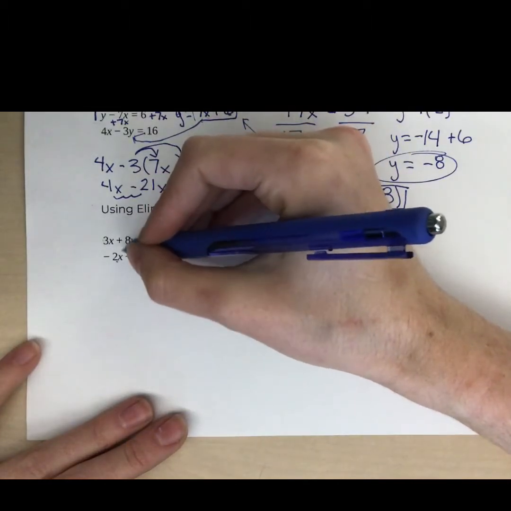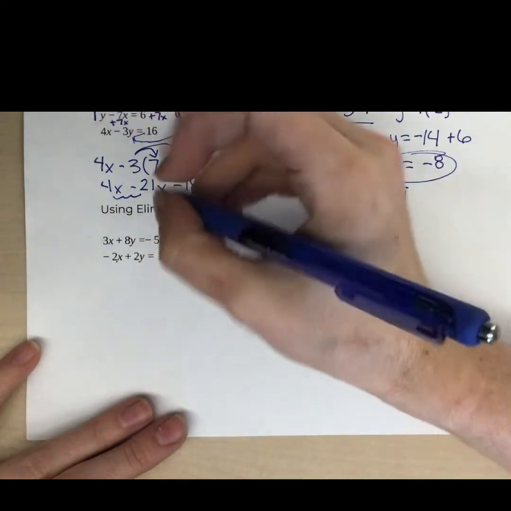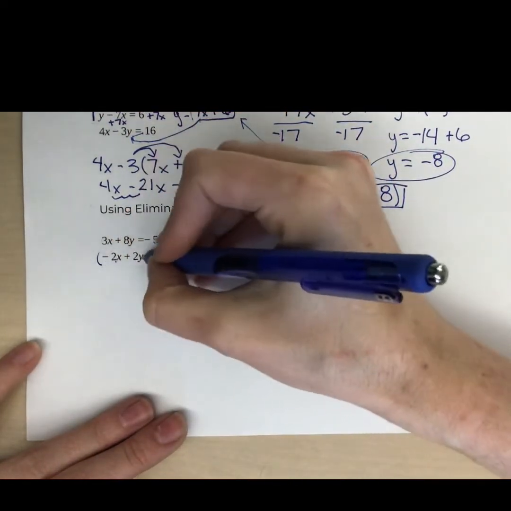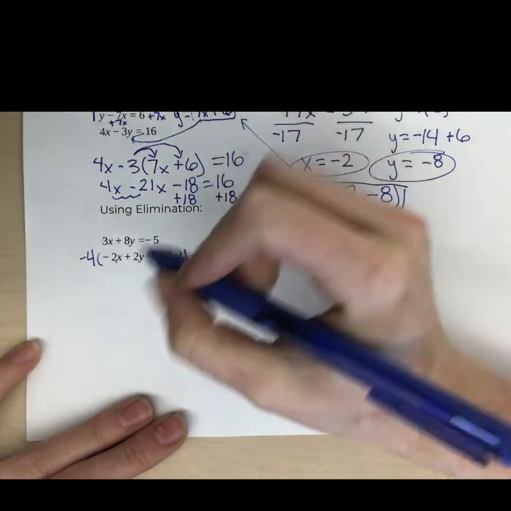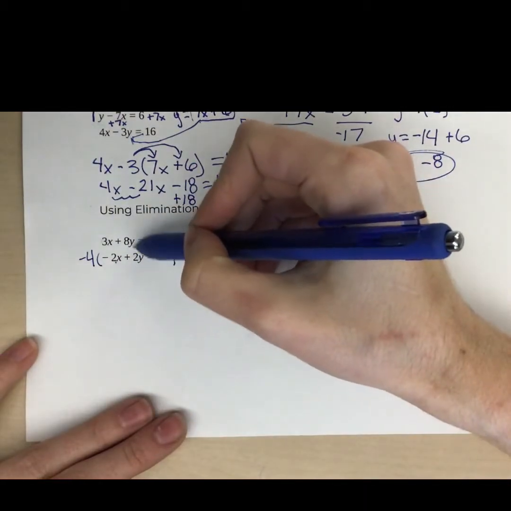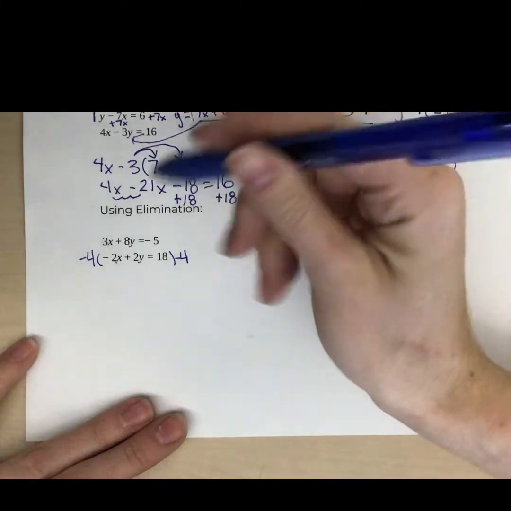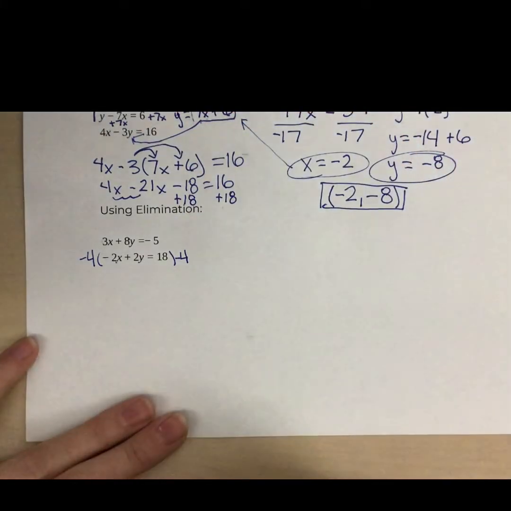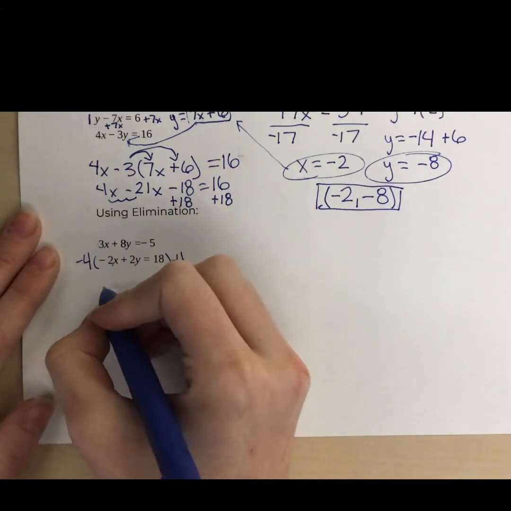So I don't want them both to be positive, I want one of these to be negative. And I can change that by multiplying this second equation by a -4. So instead of multiplying it by just +4 to get both of the terms to say 8y, I can make this the opposite sign so that now instead of having to subtract the equation, I'm going to add the equations. So let's go ahead and multiply this by -4.